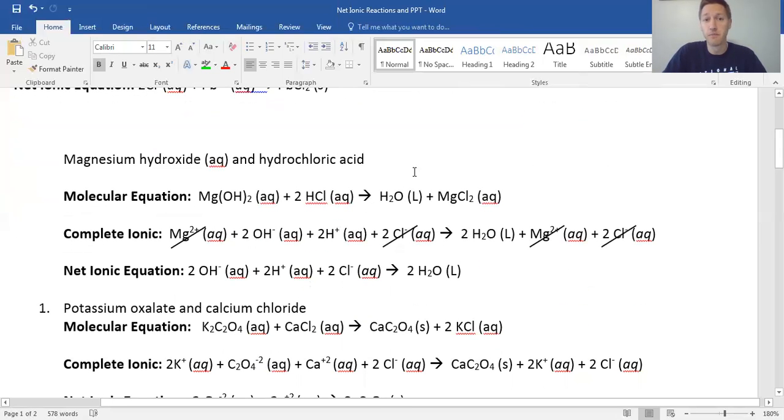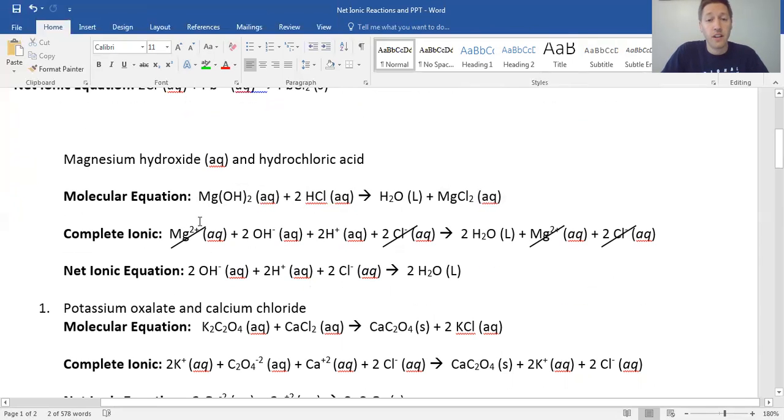Another example for us here. What if you mix magnesium hydroxide with hydrochloric acid? So our molecular equation would be magnesium hydroxide with the hydrochloric acid. What's going to happen when you take an acid and a base and mix them together? Well, the H likes the OH. So what's going to happen? The H is going to come into contact with the OH and make water. And what's left is whatever the ions are, so the magnesium and the chlorine.